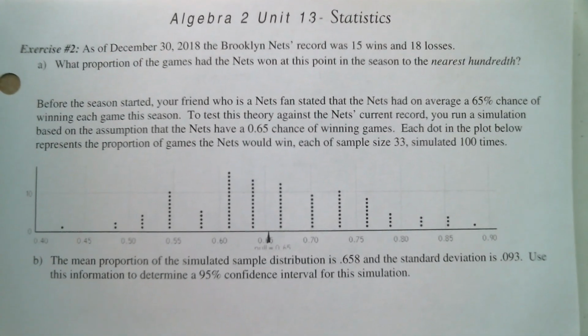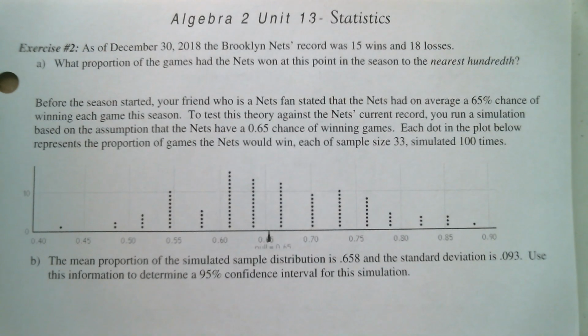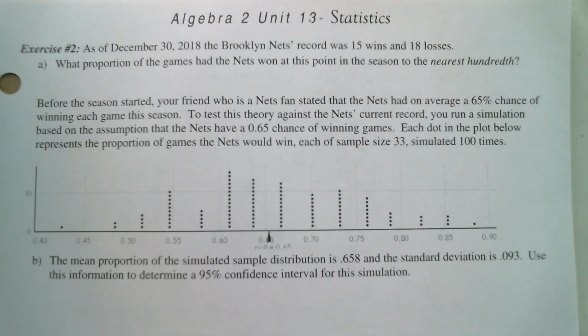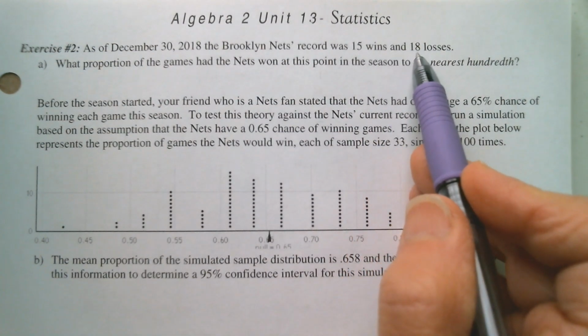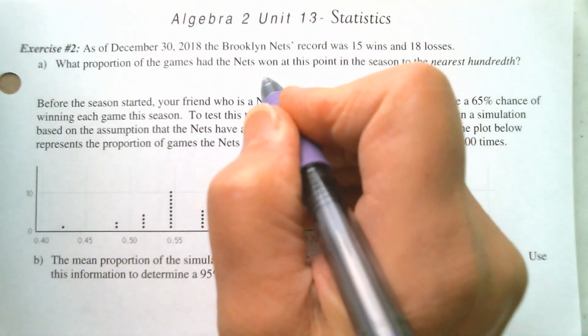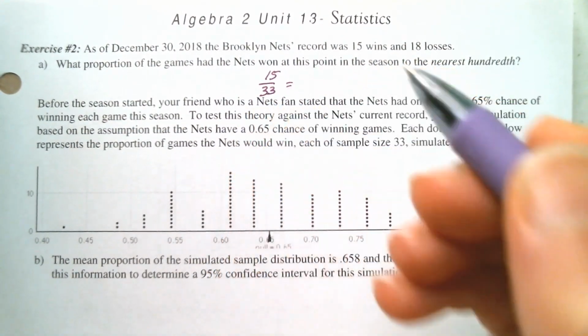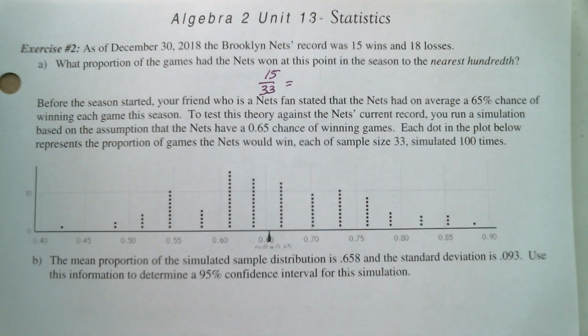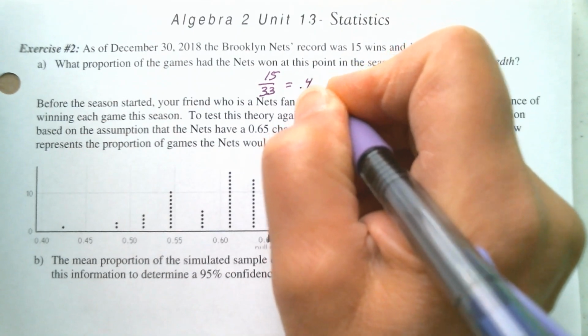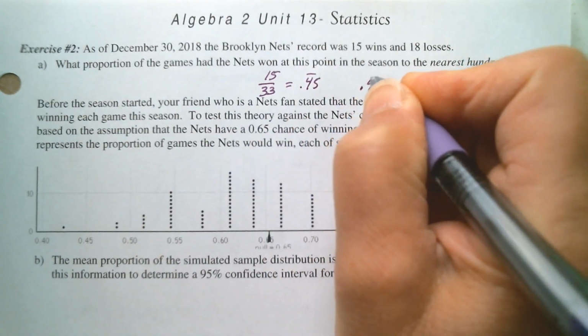Exercise number 2. As of December 30th, 2018, the Brooklyn Nets' record was 15 wins and 18 losses. What proportion of the games had the Nets won at this point in the season to the nearest hundredth? Okay, well, they've played 33 games to that point, and they won 15 out of the 33. And to the nearest hundredth, 15 divided by 33 is 0.45 repeating, so 0.45 to the nearest hundredth.